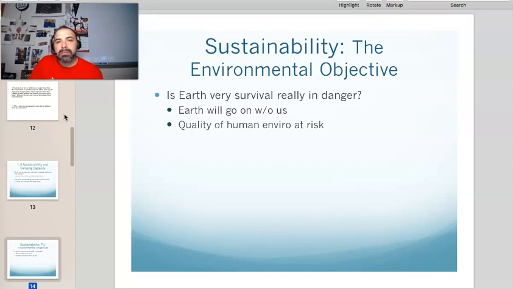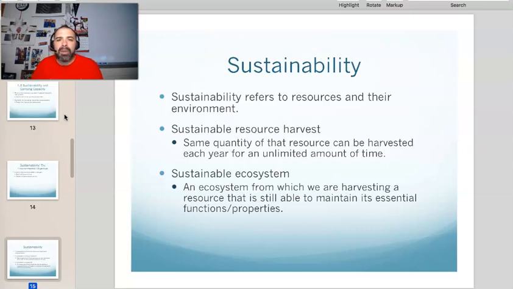Not sure. However, the Earth will go on without us. If we all disappear, the Earth's still going to be here. I know it's hard to believe because we like to think as humans that we're the most important concept on Earth, but the quality of the human environment is what's at risk. Sustainability is an important concept. It'll be the anchoring idea for the rest of the course: sustainability refers to resources in their environment.